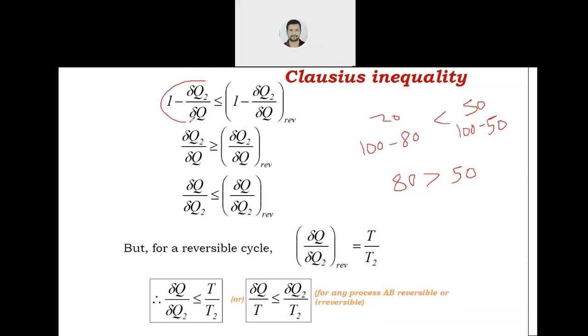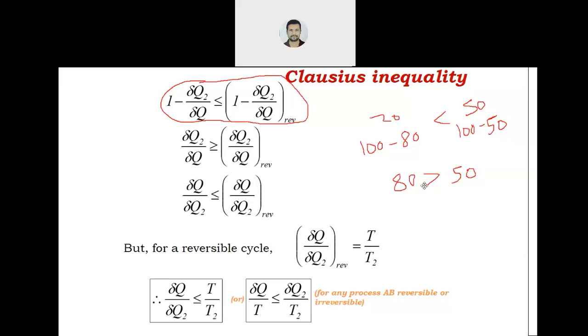Same thing is here. Please observe it carefully. 1 minus dq2 by dq for the general case is either equal to or less than, we are taking less than, the reversible case 1 minus dq2 by dq. But when we remove the 1, when we remove the subtraction, then it will be the reverse case, meaning dq2 by dq for the general case will be greater than dq2 by dq for the reversible case. Okay, I think this is clear.